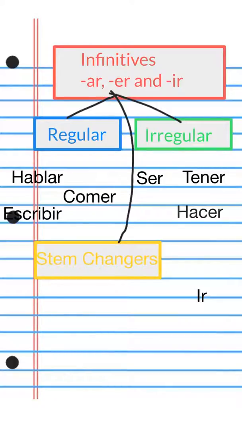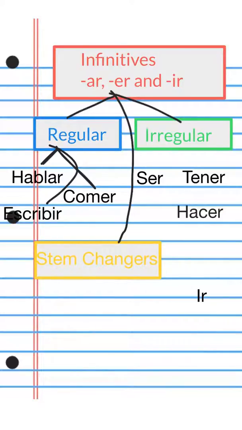So as you can see, under the regular verbs, I have the verb hablar, comer, and escribir. We have an AR verb, an ER verb, and an IR verb. At this point, we know how to conjugate all of these types of verbs since they're regular, meaning that they have consistent verb endings.